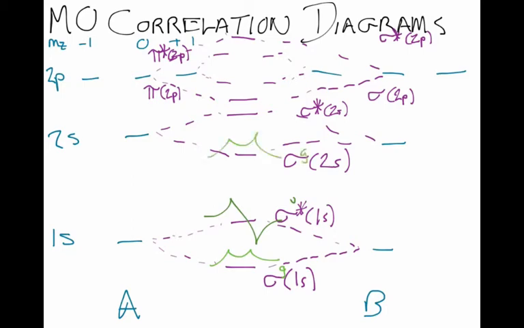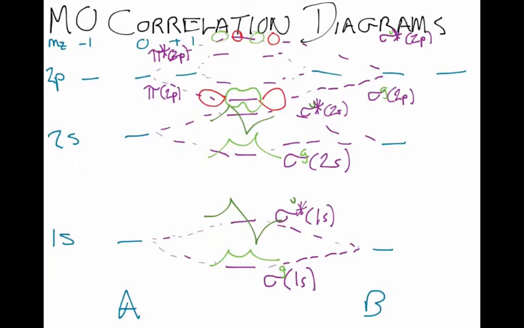The two s's are identical. Same. There's a node in there near the nucleus that I haven't drawn, but on the large scale, it's exactly the same. And then we go to the p orbital overlap. The first one is the sigma type. So those guys look like this.